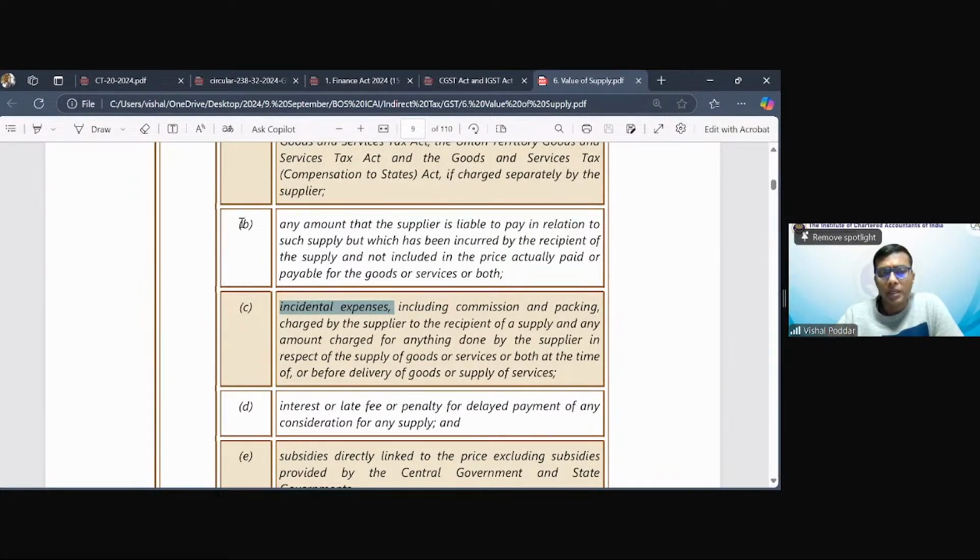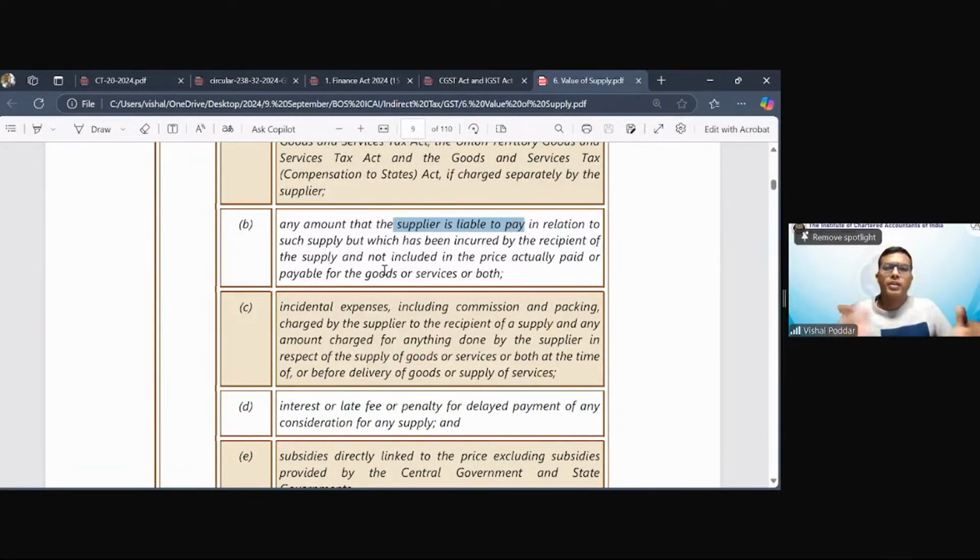Then comes clause B. Clause B is slightly different from clause C. Many times we mix up B and C. B says that there is an amount which originally the supplier was supposed to pay. So this amount was originally contracted as an expenditure, as a liability, as an obligation of the supplier.